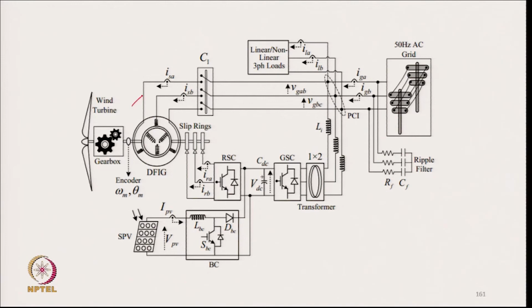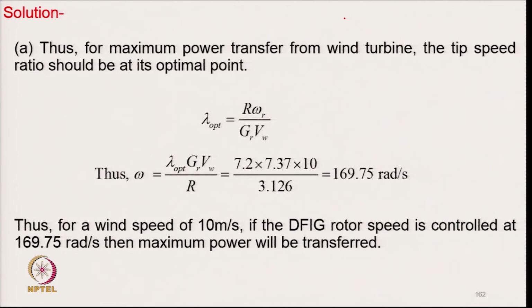So, this is the pretty typical system of DFIG here. We have a solar PV generation here, and we of course typically exchange the power with the grid, and here is the non-linear load. So, this is about the wind power generation, for which we want to get maximum power tracking.